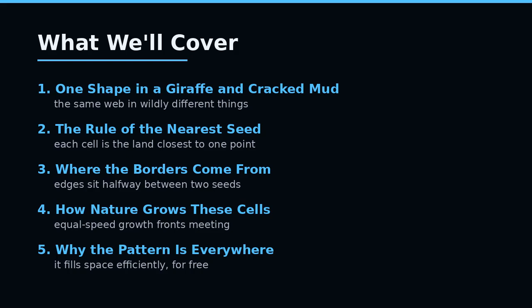Here is the plan for this pattern. First, one shape in a giraffe and in mud. Second, the rule of the nearest seed. Third, where the borders come from. Fourth, how nature grows these cells. Finally, why the pattern is everywhere.